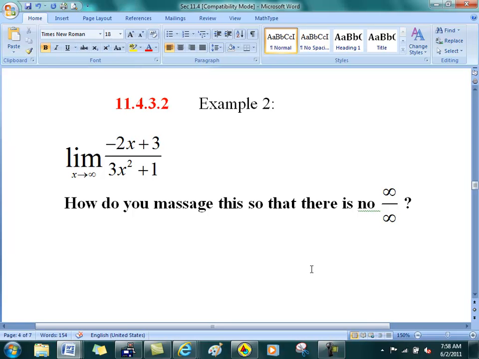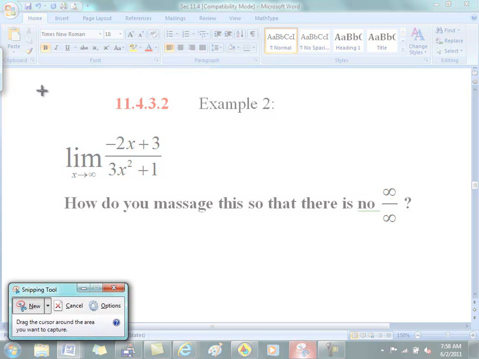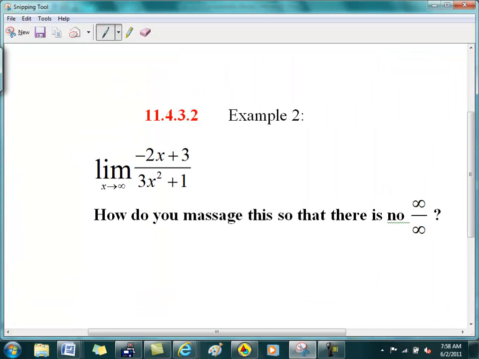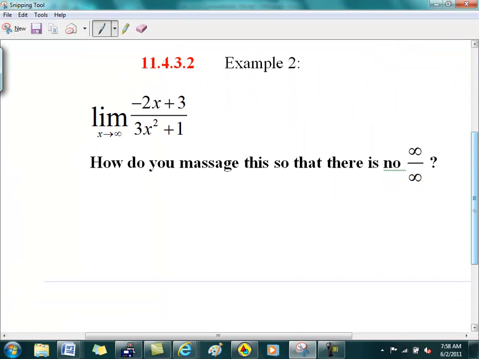Okay, example 2. So if you see, by putting in infinity for x, you're going to get infinity over infinity, which I have no idea what that is. I have no idea what that is. Sorry? No, because your infinity is different from my infinity. Okay, so now the question is, how do I massage this so that I don't have infinity over infinity?